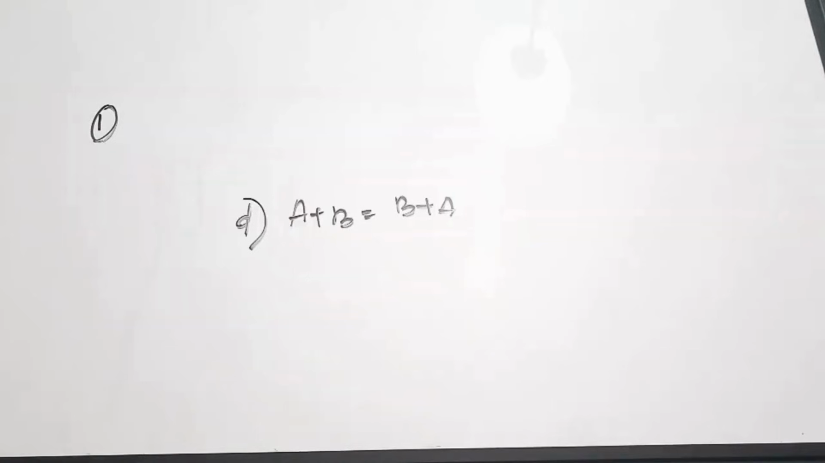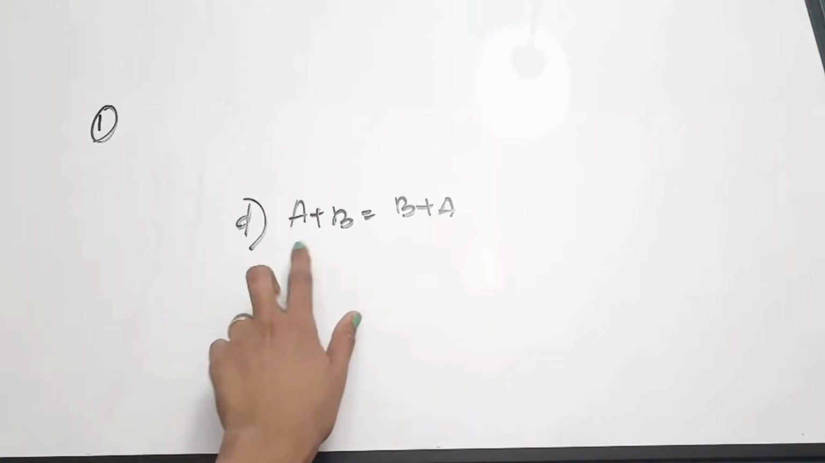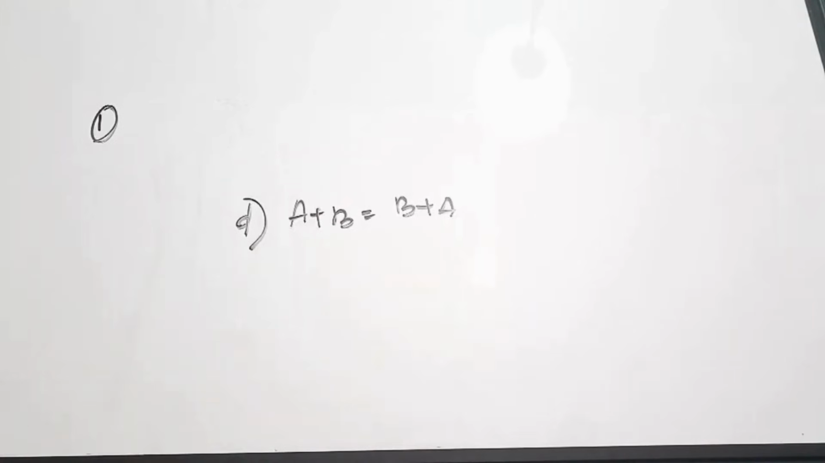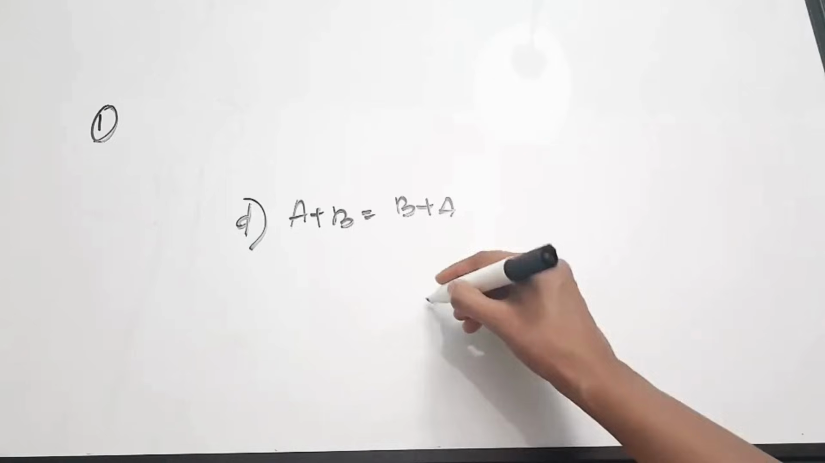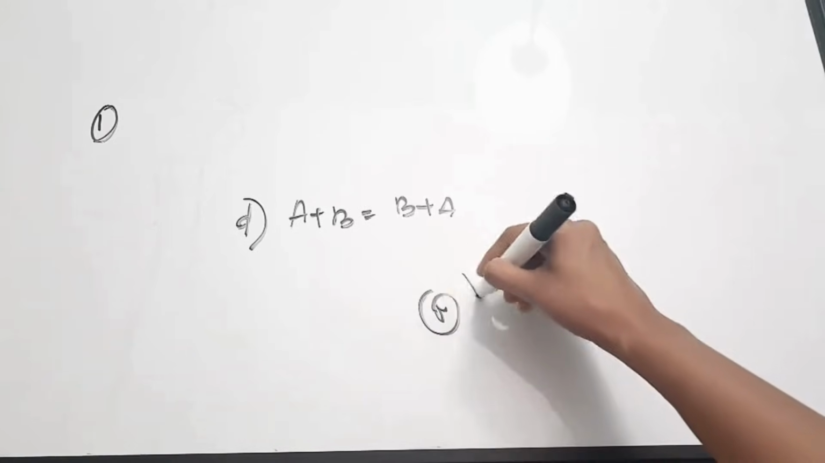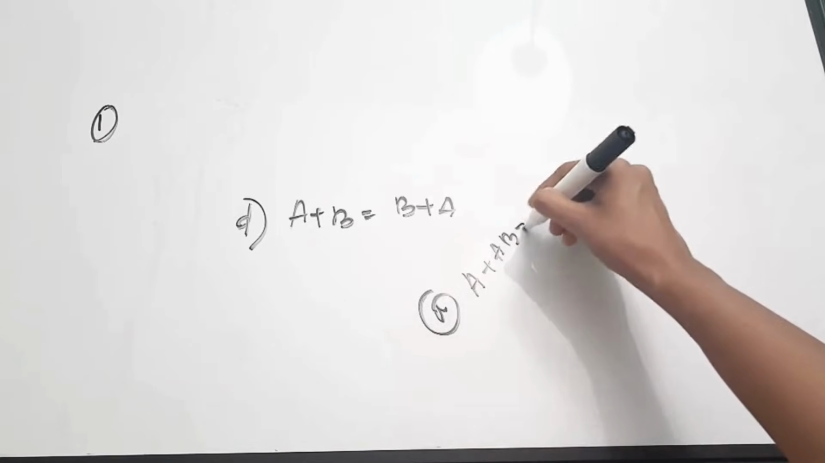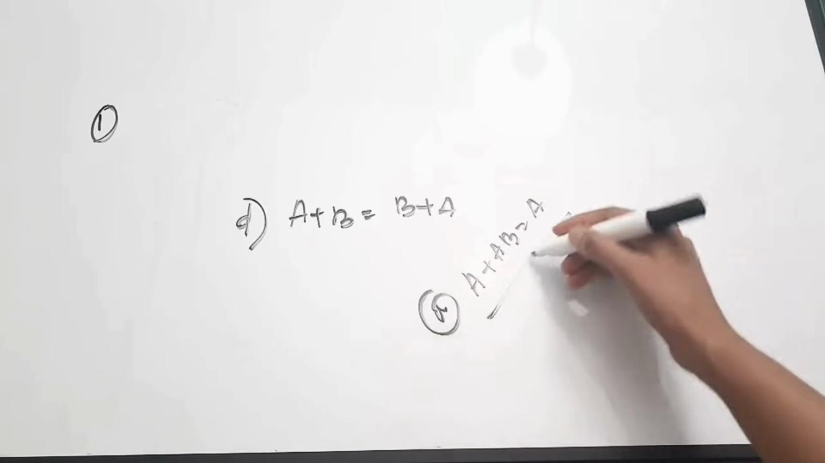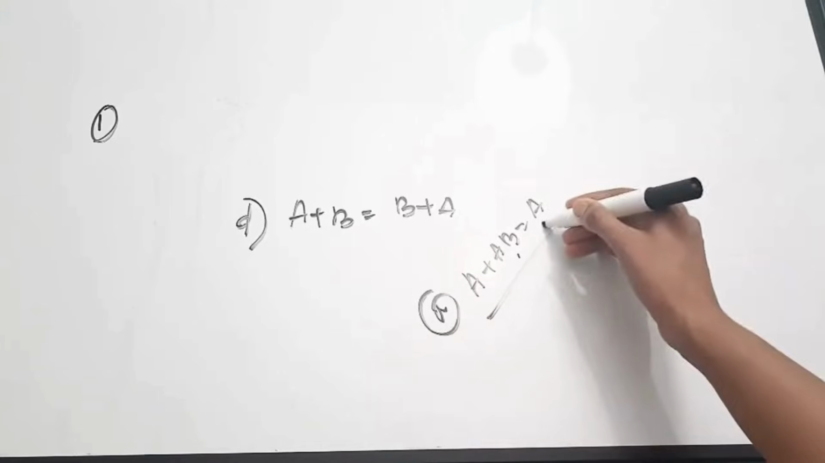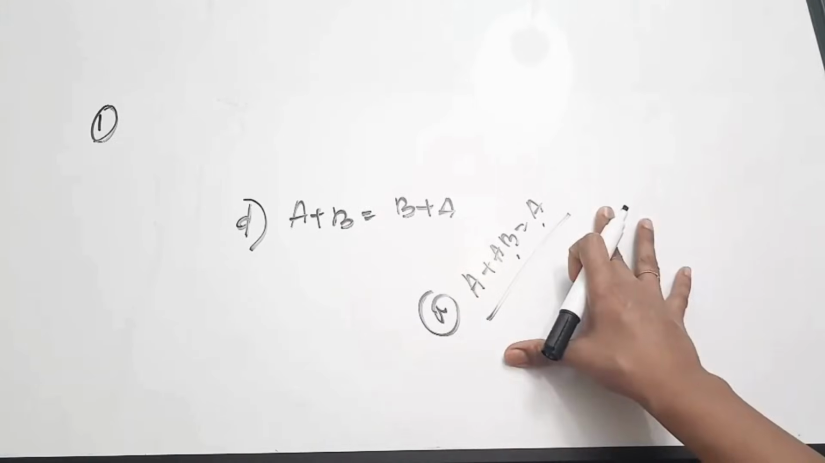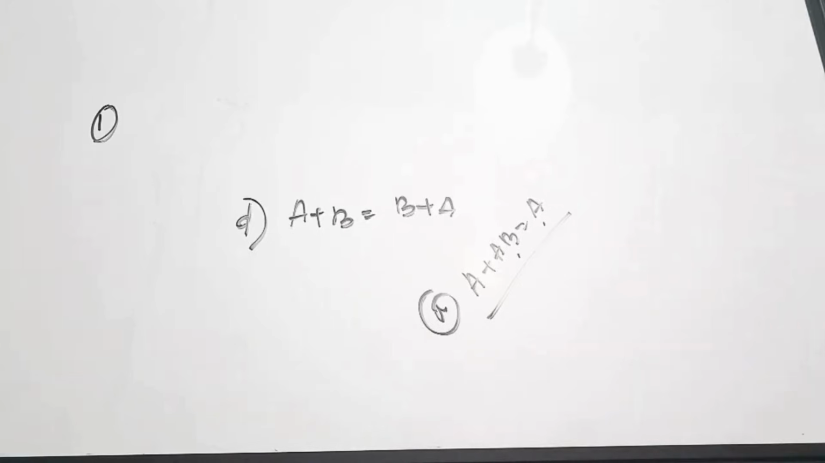Now if you see, option D is A plus B is equal to B plus A. This is the commutative law. Okay, so if the question is which expression gives the commutative law, you have to select this option. But the question here is asking for the absorption law and hence the correct answer is A. A plus AB equal to A. Why? Because it is absorbing a variable B. It is not in the resultant expression. Okay. So the correct answer for the first question is option A.